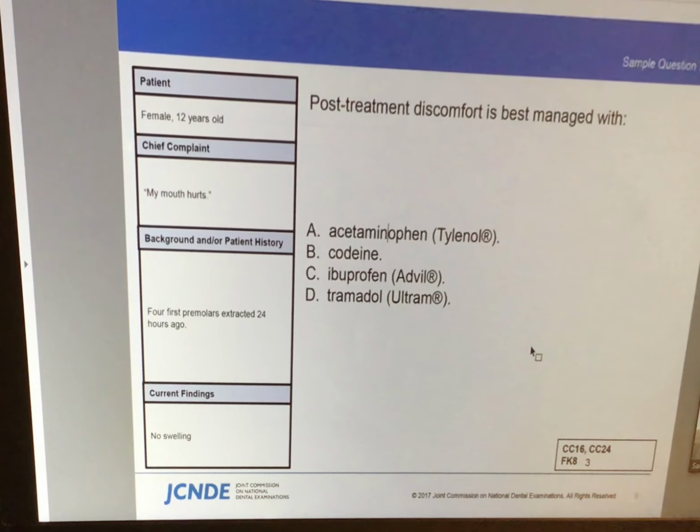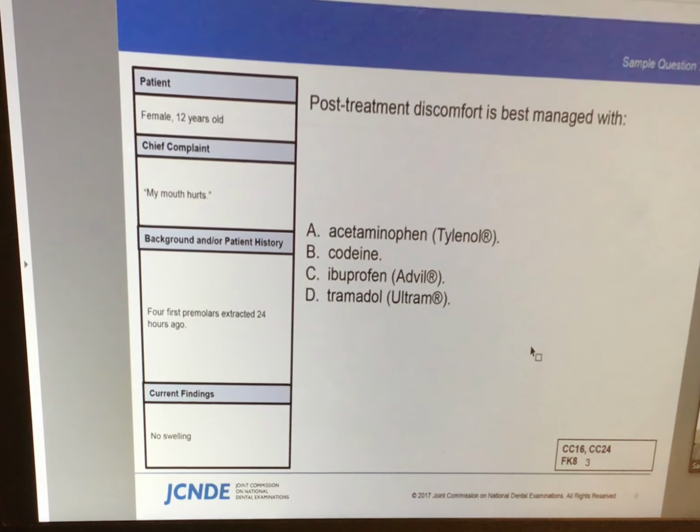So the patient is a female, 12 years old. Her chief complaint is my mouth hurts. Her background and patient history is that she had her 4 first premolars extracted 24 hours ago, and current findings include no swellings. Okay, it's a straightforward case, right? So can you read the question for us? Post-treatment discomfort is best managed with A, acetaminophen; B, codeine; C, ibuprofen; and D, tramadol.